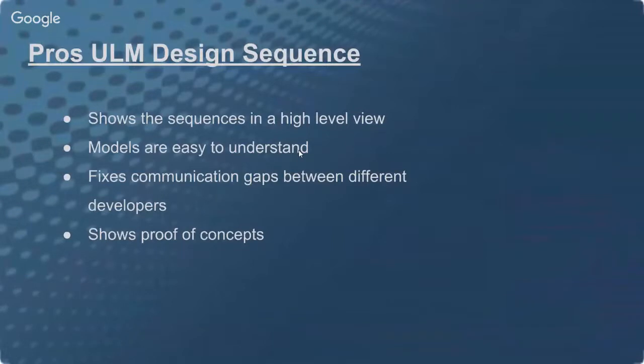Some of the pros of using UML design sequences include the fact that it shows a very high-level view of the project. This means that it shows the cases in the system, solutions, or any applications that you would like to display. These models, as discussed previously, are very easy to understand, which means that our users and our stakeholders will be able to see what we're doing because it's not just for programmers. Non-programmers can understand this just as easily.